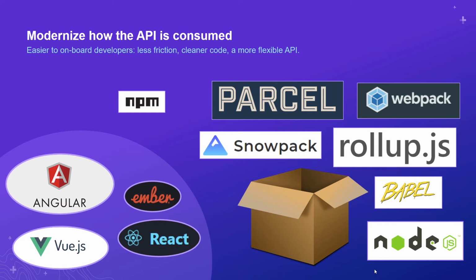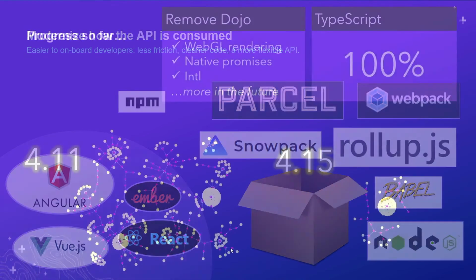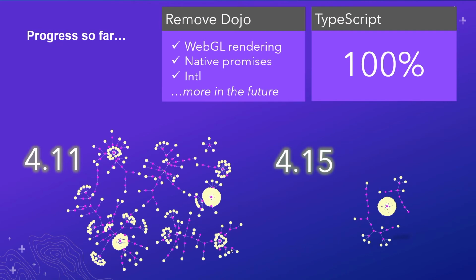So in order to achieve this, we really need to deliver JavaScript modules, and it would just be an additional option alongside the current AMD modules. So you could do either approach. In terms of how far we've gotten, there are a few things we need to do. Most importantly, we need to remove Dojo.